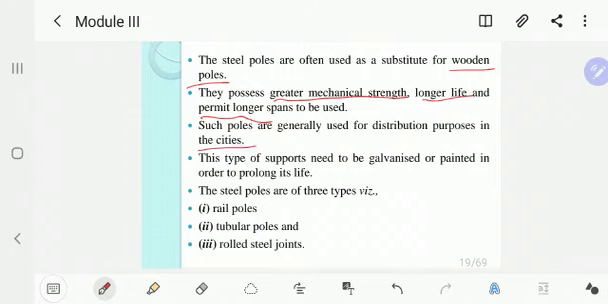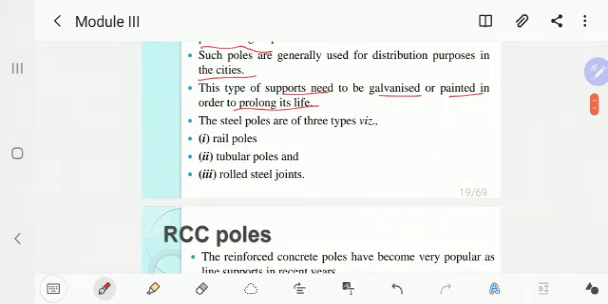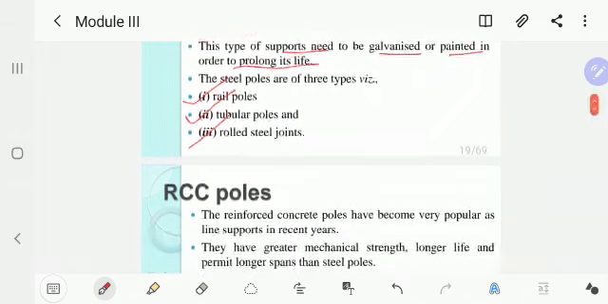Okay, and this type of support needs to be galvanized or painted in order to increase the life of the pole. Steel poles are of three types. First one is rail poles, second one is tubular poles, and the third one is rolled steel joints. These you might have seen by just observing the different poles which are available in our premises.